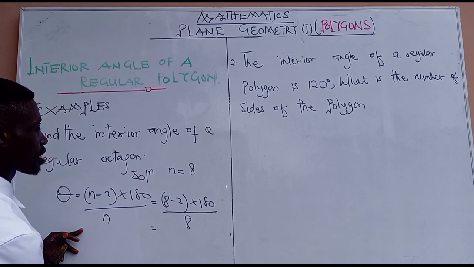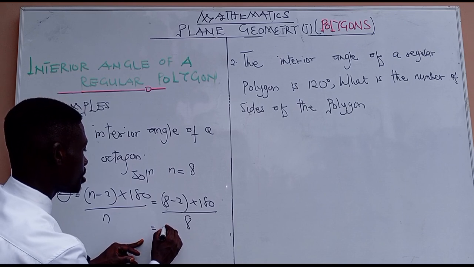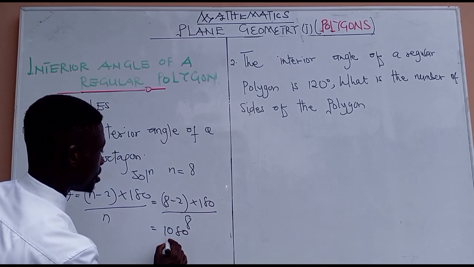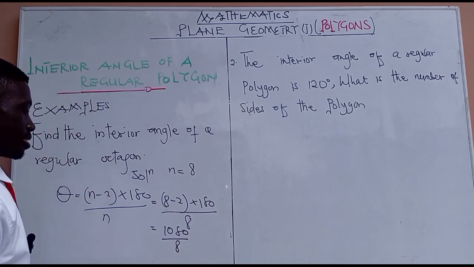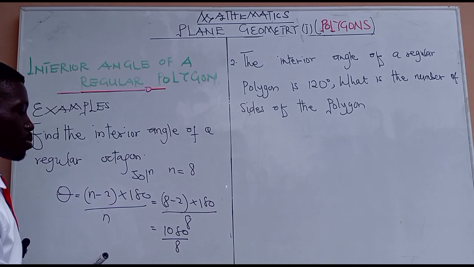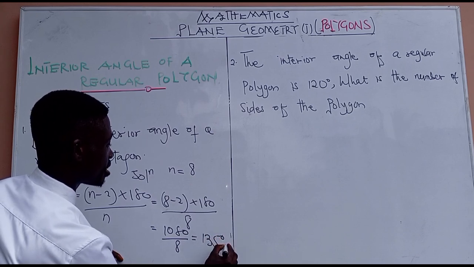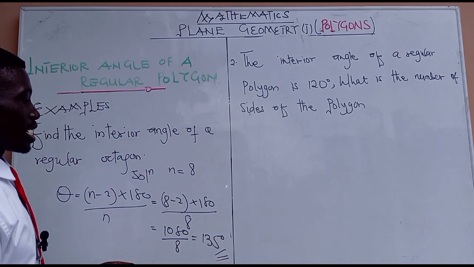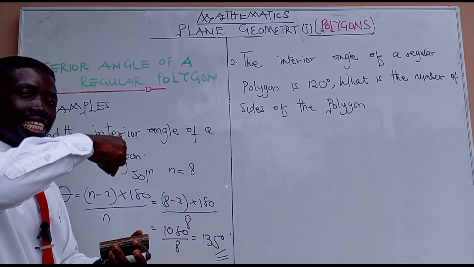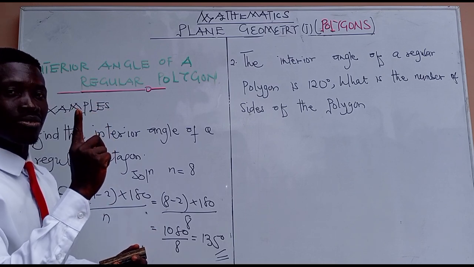So you can see that 8 minus 2 is 6. 6 times 180, we are going to get 1080 divided by 8. What are you getting? When you punch it on the calculator, you are getting 135 degrees. So the interior angle of an octagon is 135. Each individual angle within the octagon is 135, each of them.